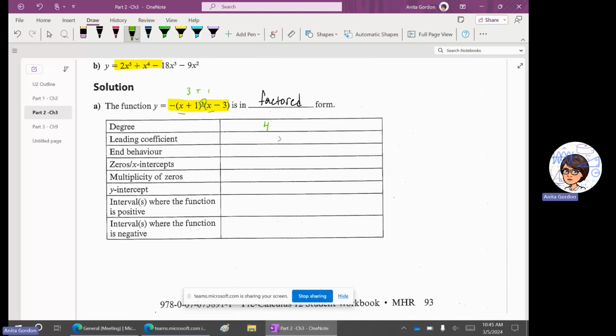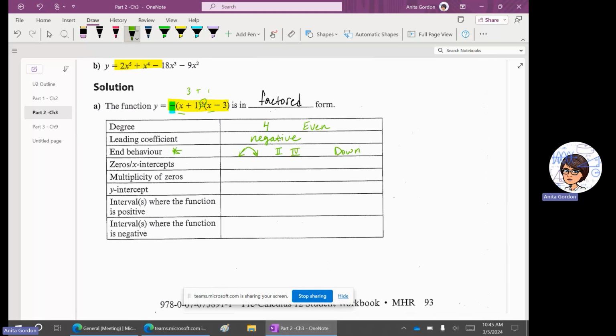The leading coefficient, well, I see a negative out front, so the leading coefficient is negative, which means, what does the end behavior look like? What do the ends of the graph look like? Well, one end is going to be pointing down and to the left, and the other end is going to be pointing down and to the right. We're going to have an even polynomial that's negative, so it opens downwards. So we're going from the second quadrant to the fourth quadrant.